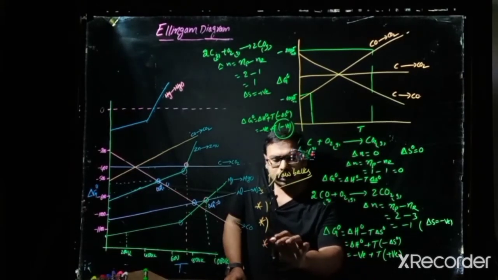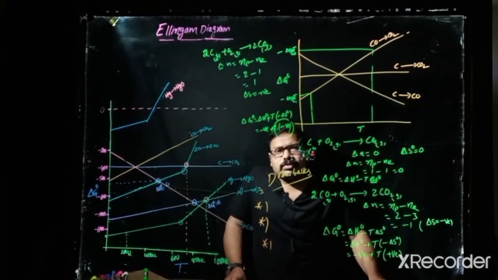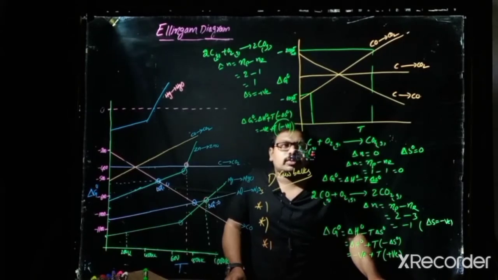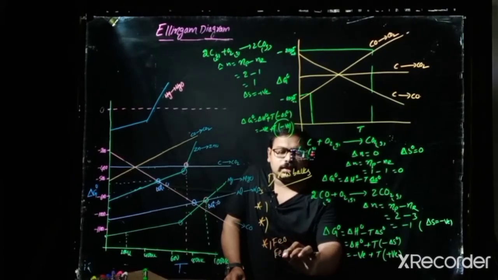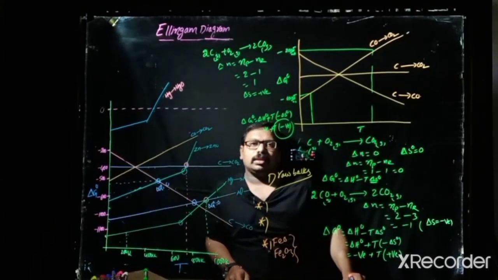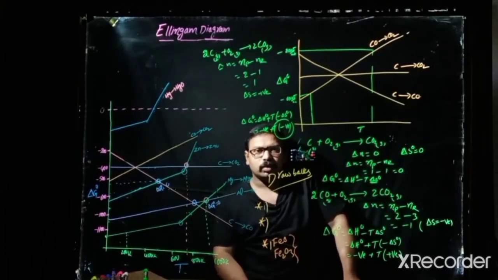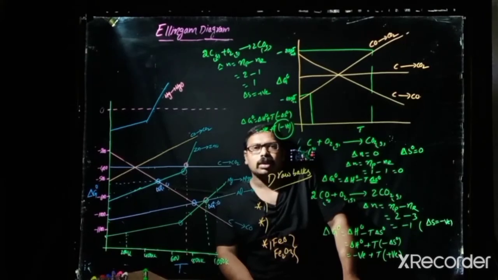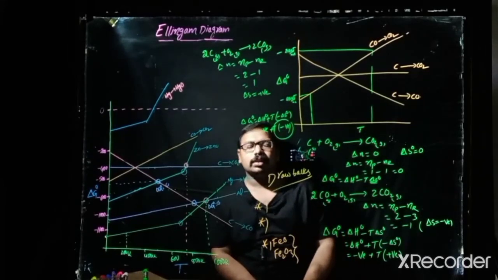Similarly, for example, iron can form two types of oxides during oxidation: iron oxide and ferric oxide. The oxidation of this type of reactions is not explained by the Ellingham diagram. For an element that gives more than one oxide, the Ellingham diagram does not discuss that. These are the important drawbacks present in the Ellingham diagram.